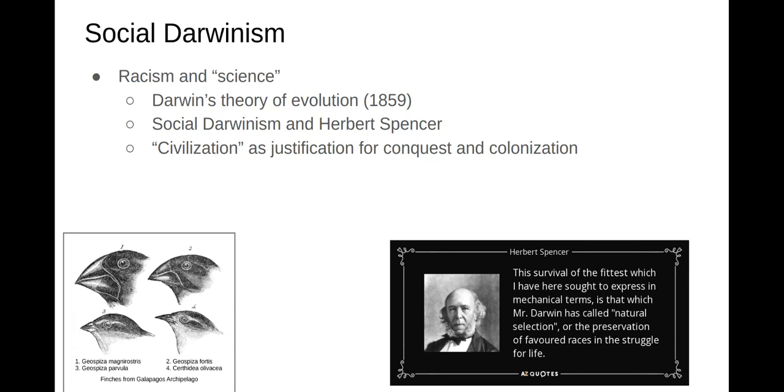Sometimes this is done through missionaries, who bring Christianity as a moral imperative to other nations, but that also comes with European technologies and factories and European assumptions about the world. And so civilization is one of the justifications for the conquest and colonization, say, of places like Africa.